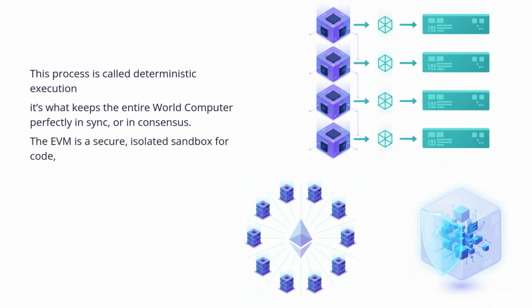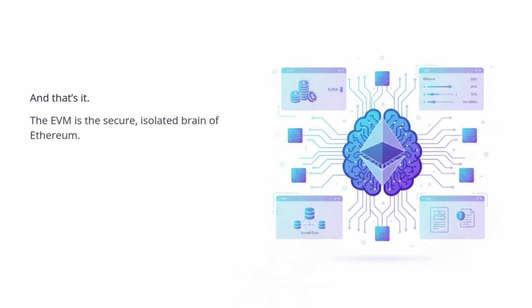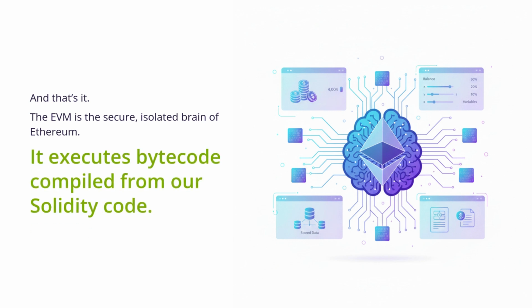The EVM is a secure, isolated sandbox for code. It ensures smart contracts run safely, predictably and equally for everyone. And that's it. The EVM is the secure, isolated brain of Ethereum. It executes bytecode compiled from our Solidity code.